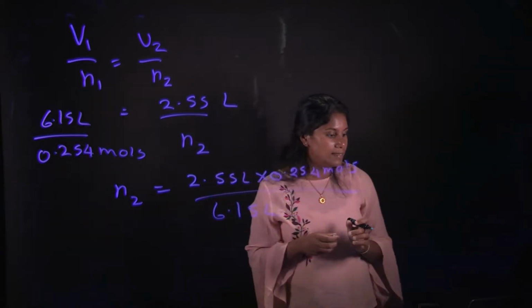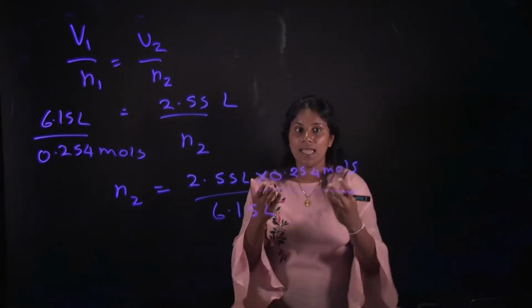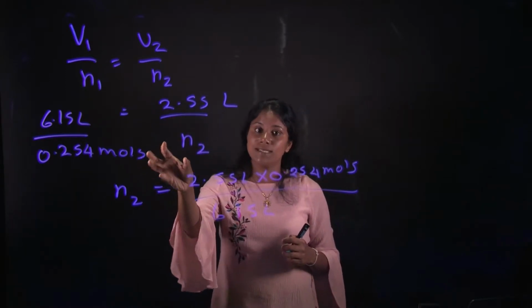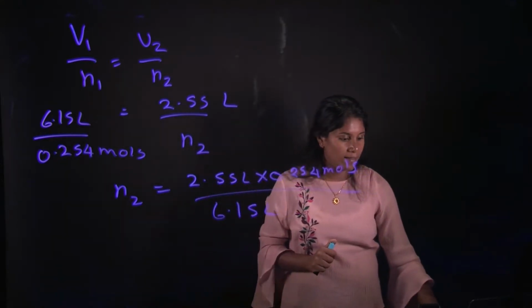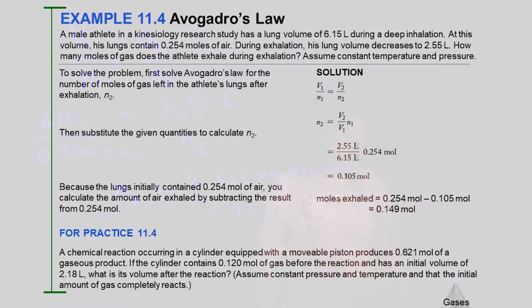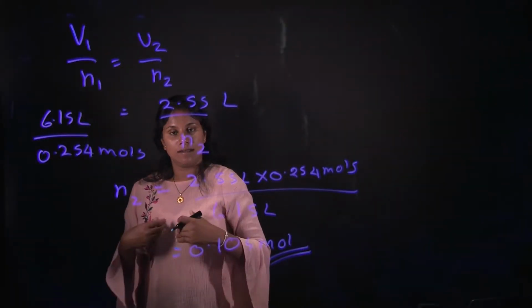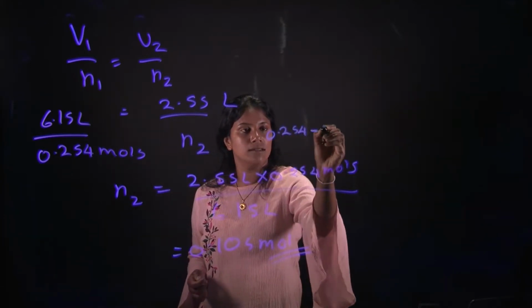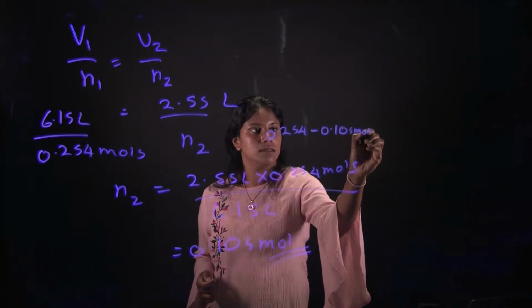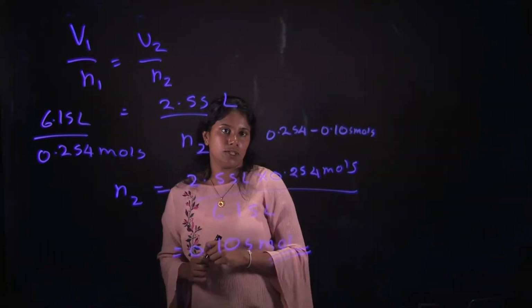But in this question, they ask how many moles are exhaled. So at that time, you have to take the number of moles at the initial, which is 0.254, and subtract N2. Let's look at the answer slide. You get the number of moles N2 as 0.105 moles, which is the number of moles remaining in the lungs. The amount exhaled is 0.254 minus 0.105 moles. So that is the answer for this question.